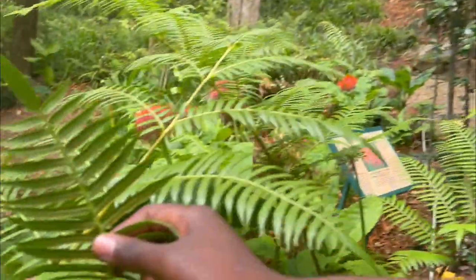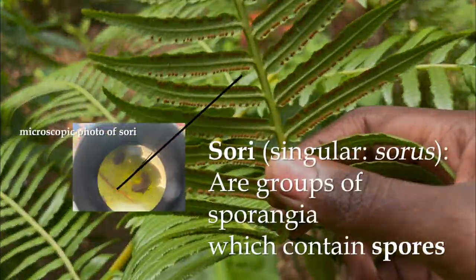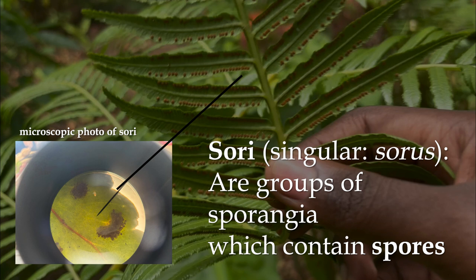Here is an example of sori, which can be found on the undersides of fern fronds mentioned earlier.